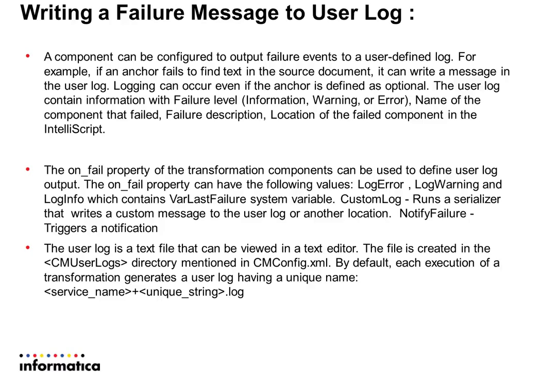The onFail property of the transformation component can be used to define user log output. The onFail property can have the following values: log error, log warning, log info, custom log, and notify failure. Log error, log warning, and log info are of the same type. They get the value from the system variable, the last failure. Log error is of type error, log warning is of type warning, log info is of type information, whereas with custom log you can write a custom serializer to write the user log to a particular location.